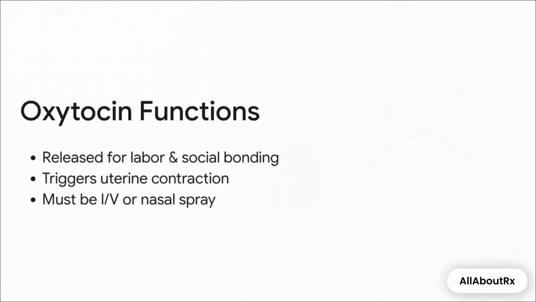In the body, oxytocin is famously released during social bonding and childbirth. The signals are relayed in milliseconds via spinal reflexes straight to the brain, causing the posterior pituitary to dump oxytocin directly into the bloodstream. Clinically, its main action is triggering uterine contractions and milk ejection. But because it's a neuropeptide, it would be totally destroyed in the gastrointestinal tract, so we have to use an IV infusion or a nasal spray. We actually even use it in veterinary medicine to help facilitate birth and boost milk production in animals.